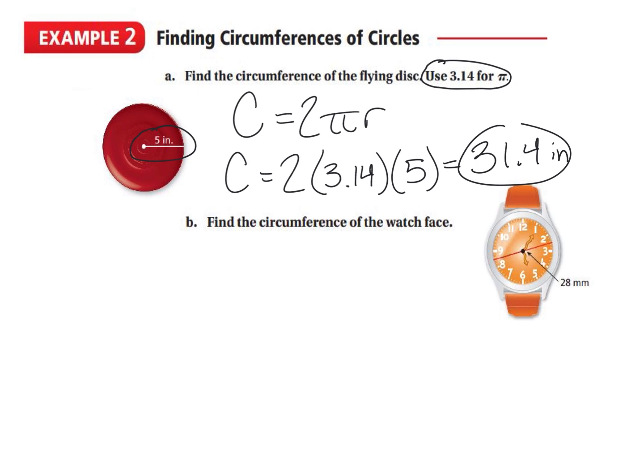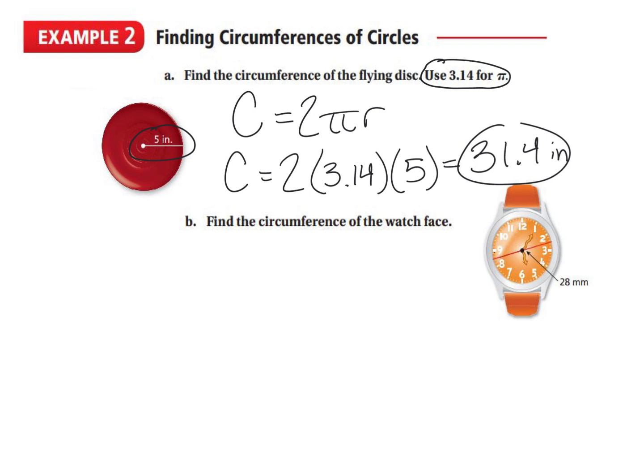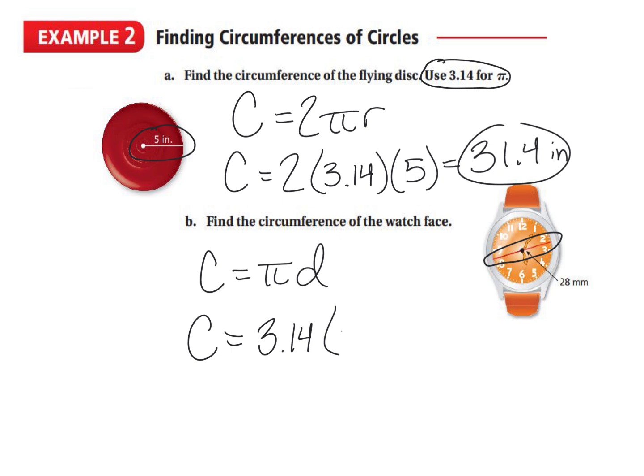Okay. If you were given an example where you have diameter, such as example B here, we can see that this is 28 millimeters across. Since I have diameter, I'm just going to use my diameter equation, which is pi times diameter. All right. Again, we're going to use 3.14 for pi. 3.14 times 28. If we type that into a calculator, we're going to get a circumference of about 87.92, and in this case, it's millimeters.